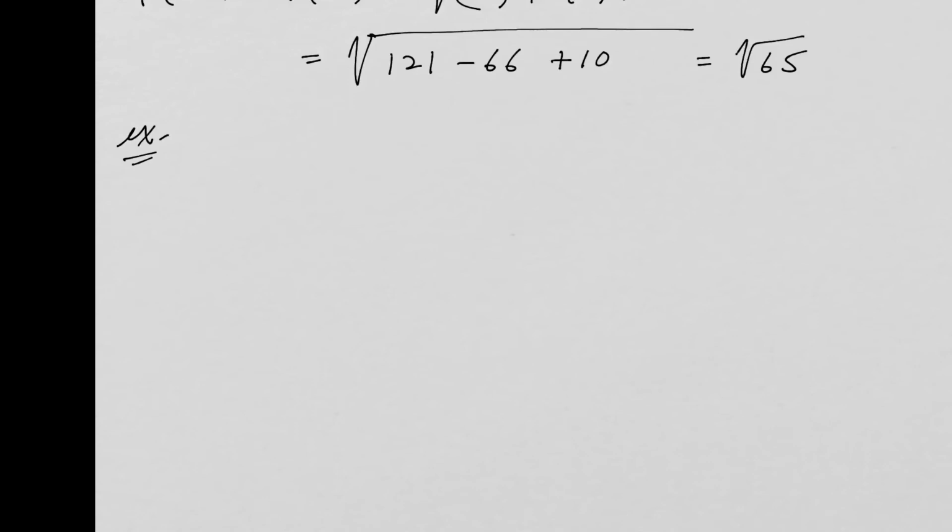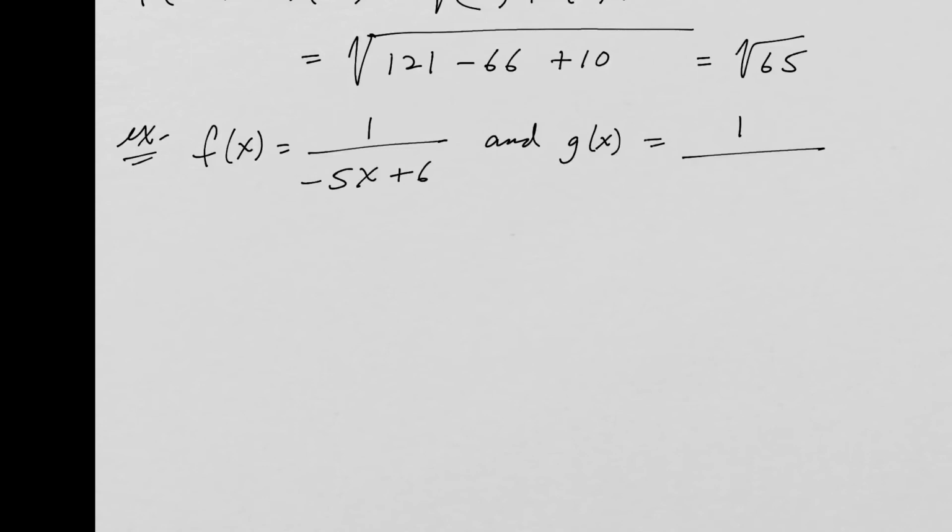Let's say you're told that f of x is 1 over minus 5x plus 6, and g of x is 1 over x squared plus 2x plus 7, and we want to find f of g of x.